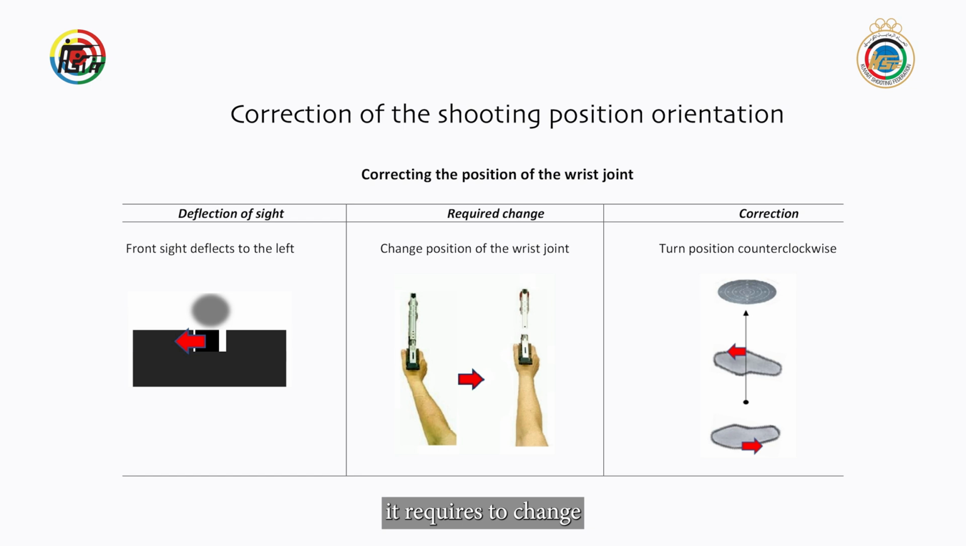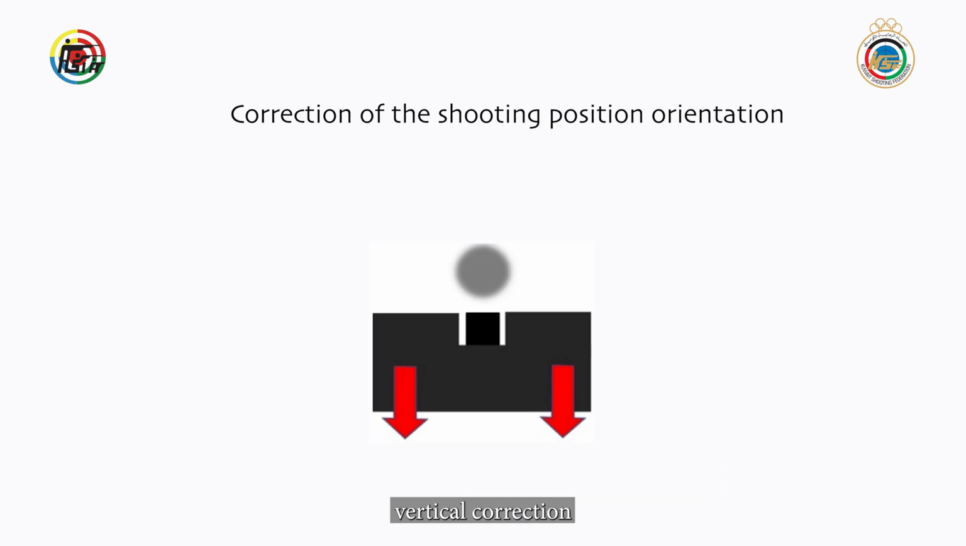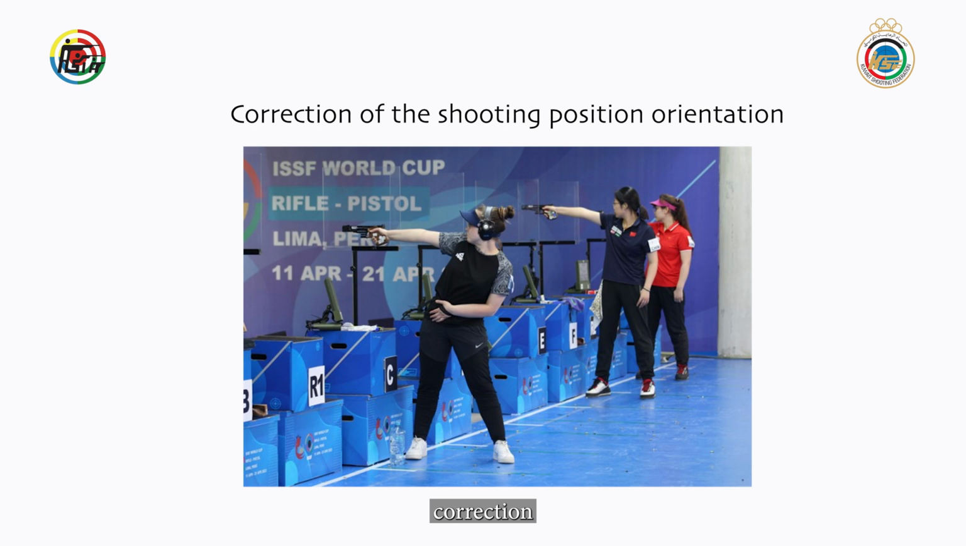It requires a change of position of the wrist joint. The required correction is to turn the position counterclockwise. Vertical correction: deflection of all sides downwards. Correction: a general increase in muscle tension of the shooting position.